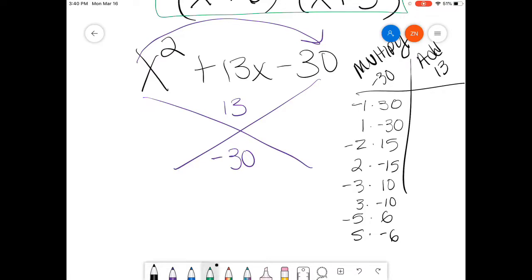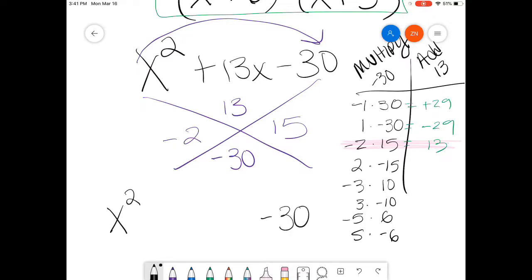Okay, so which of these adds up to 13? Well, that would be negative 29 or positive 29. Whoops. This one would be negative 29. This would be 13. I think I have a winner. You can keep going if you would like, but I know this works, so I don't need to do extra work. Here's what I'm using. Negative 2 and 15. Remember, you'll still have your x squared and you'll still have your minus 30. What goes in the middle is negative 2x and plus 15x.